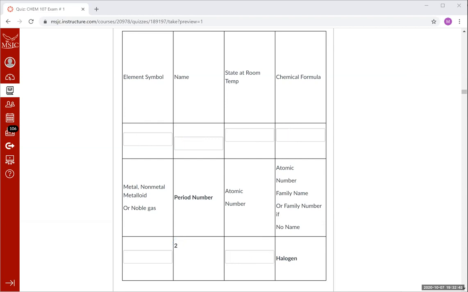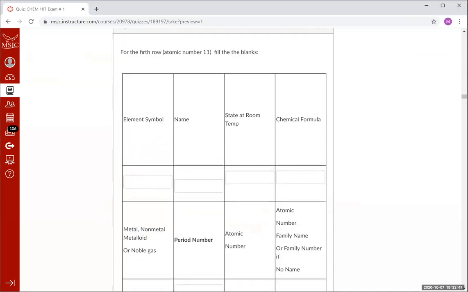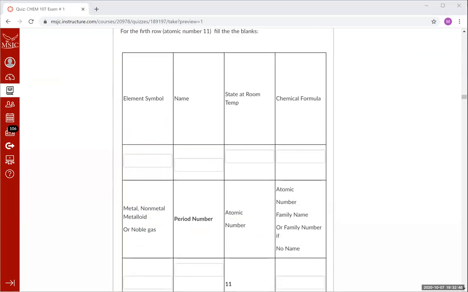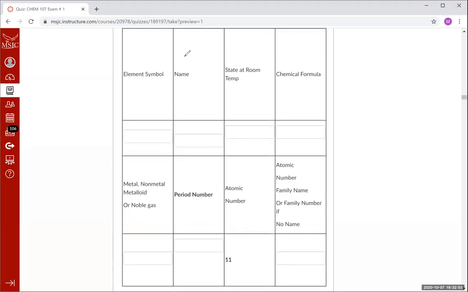So let's discuss the next part. Looking at this next example, we're given that we have an atomic number of 11. What element in the periodic table has an atomic number of 11? Sodium. Yep, exactly right. So the symbol is Na, the name is sodium.